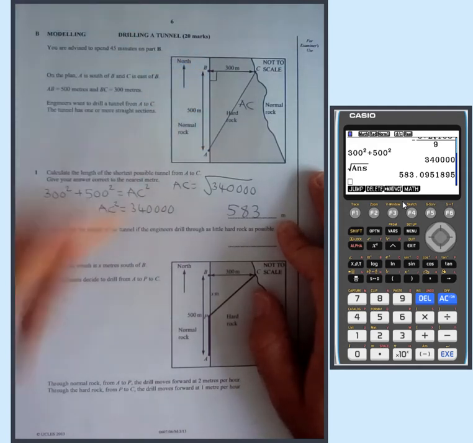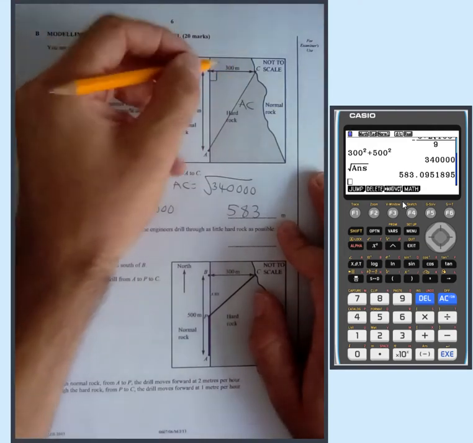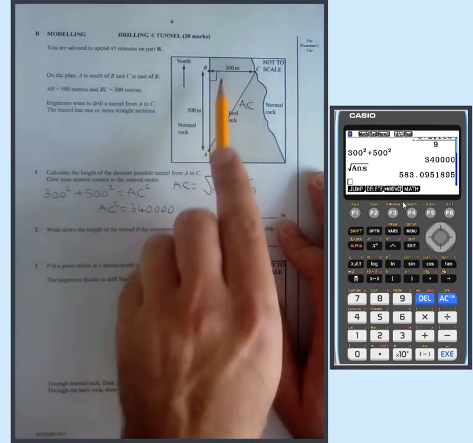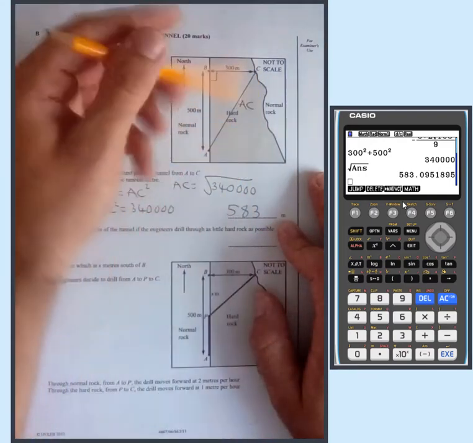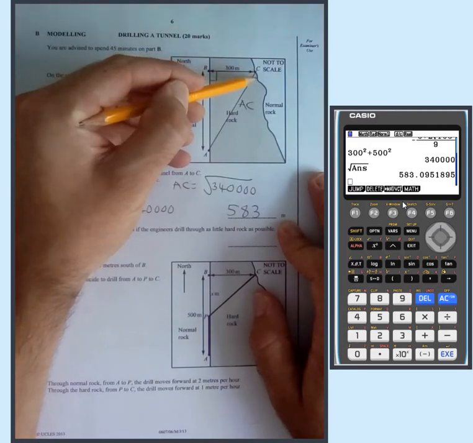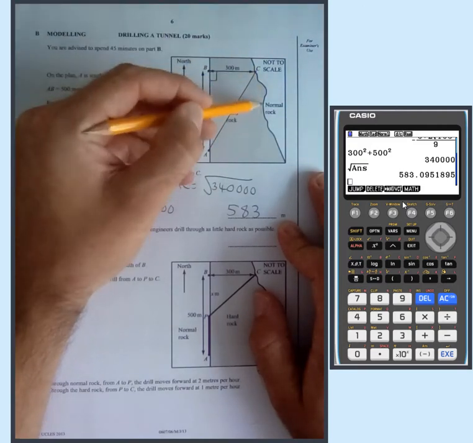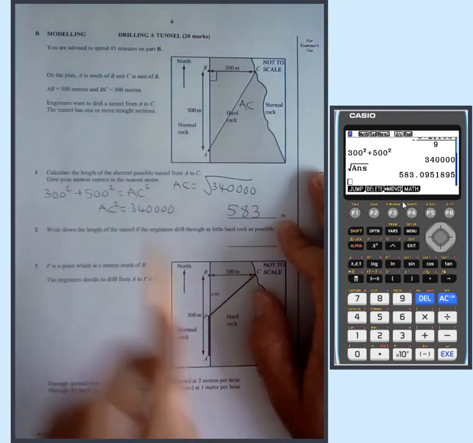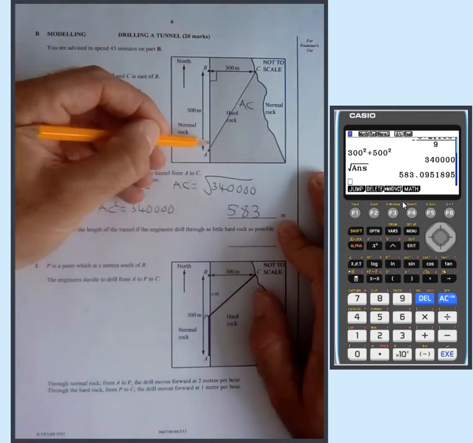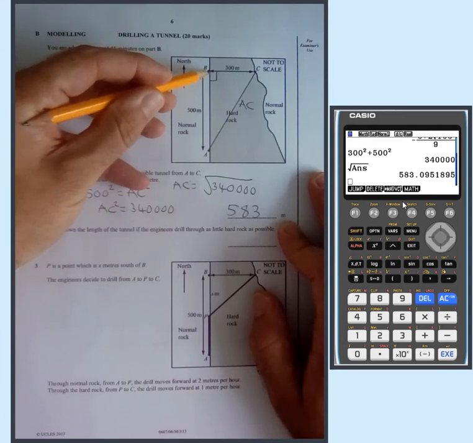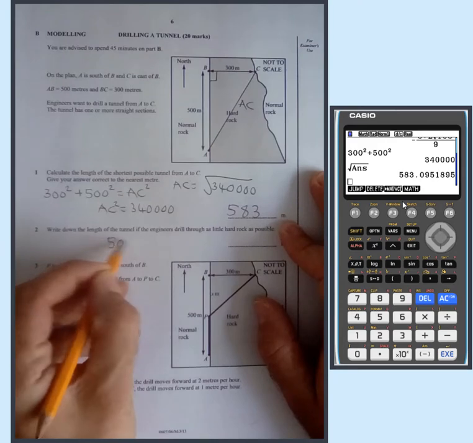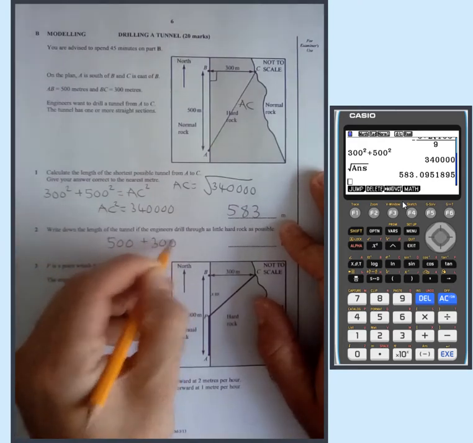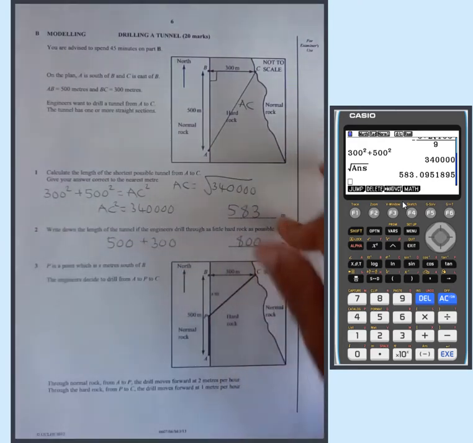So the smallest amount of hard rock will be here at 300. Looking at this map, you're never going to get a shorter distance through hard rock. You've got to go through some hard rock, because if you look at this borderline, it's always getting wider. Here it narrows a bit, but certainly doesn't go narrower than that. So we need to go 500 meters through normal rock from A to B, and then 300 from B to C. So it's 500 plus 300, and that gives us 800 meters.